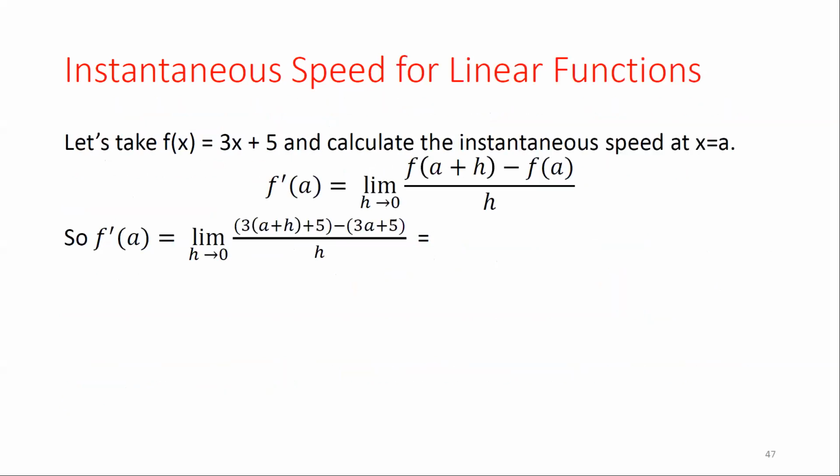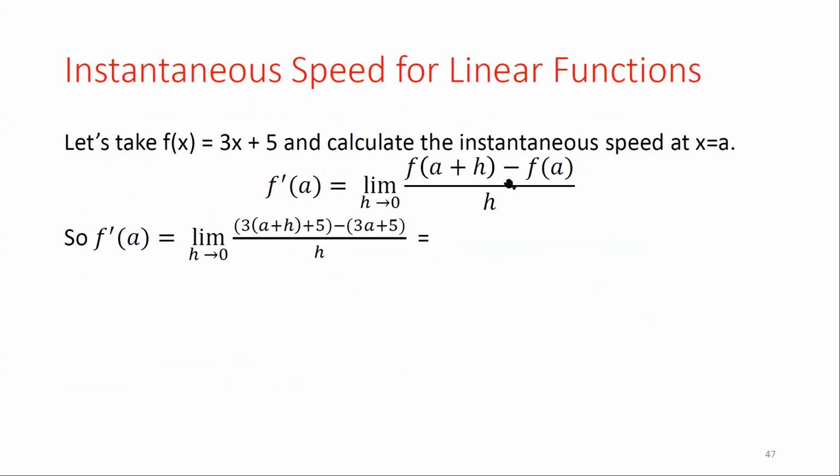So let's do an example. Let's take the straight line function 3x plus 5, and let's calculate the instantaneous speed at x equals a. So what would we have? Well, the instantaneous speed at a is the average speed as h goes to 0.